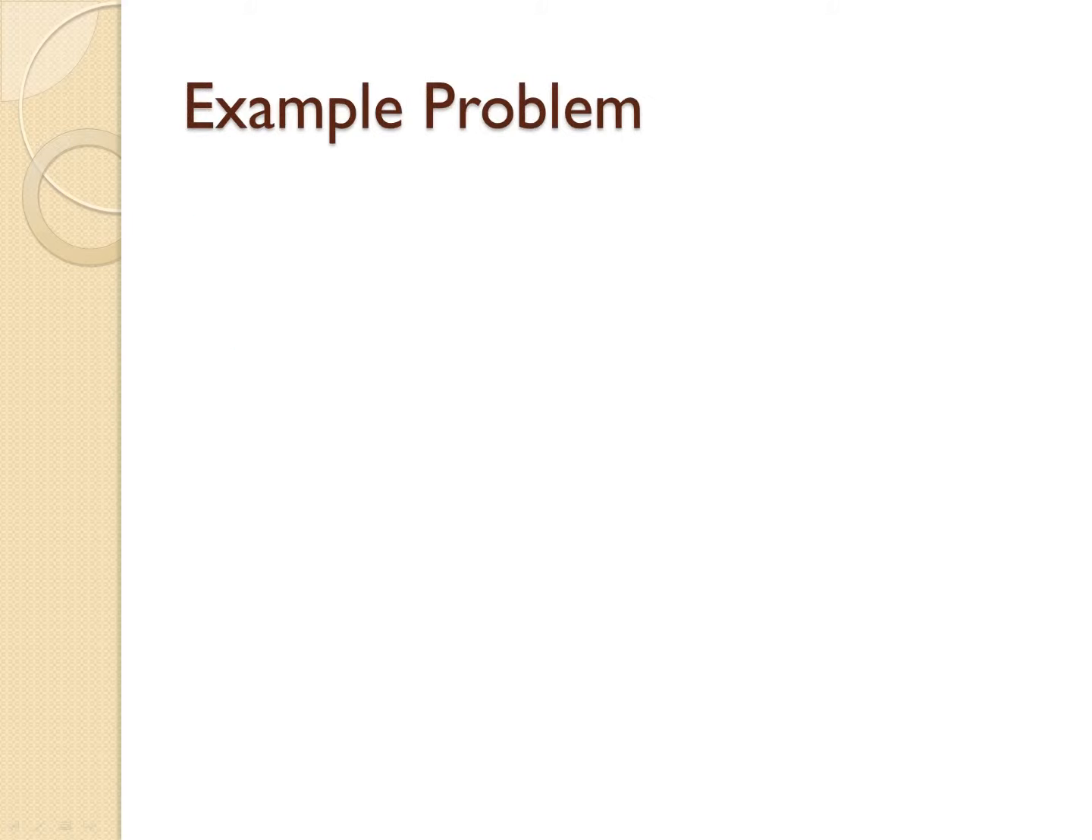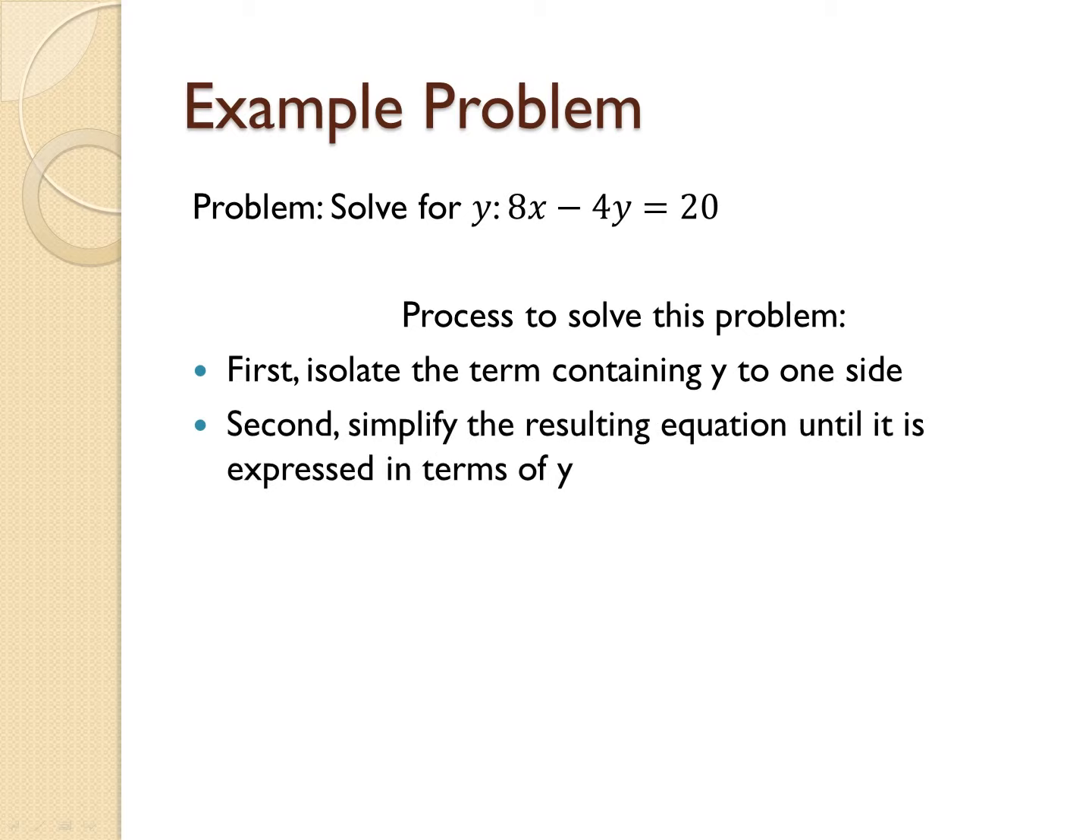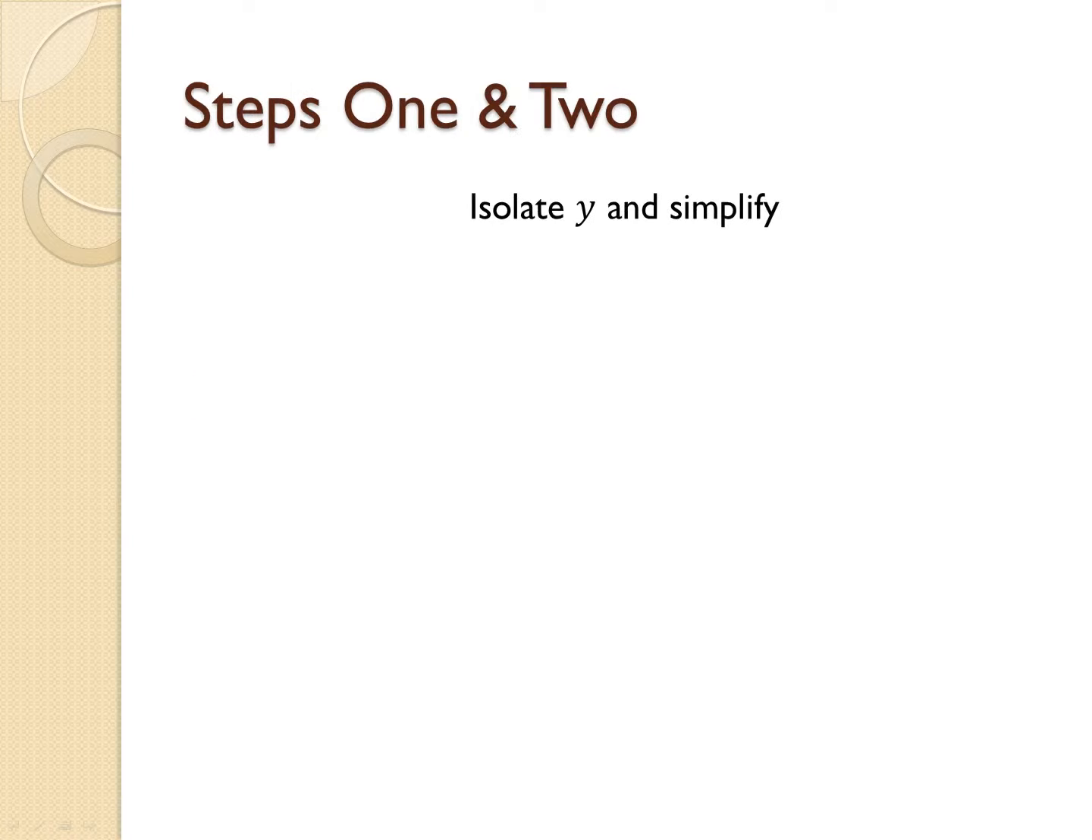So, now let's discuss our example problem, which is: solve 8x minus 4y equals 20 for the variable y. The process to solve this problem is, first, isolate the term or terms containing y, which is the variable we are solving for, on one side. Second, simplify the equation until it is expressed in terms of y equaling something. So, now let's discuss how we actually solve this by working through it.